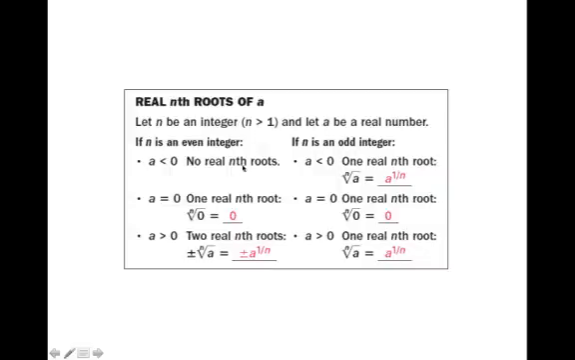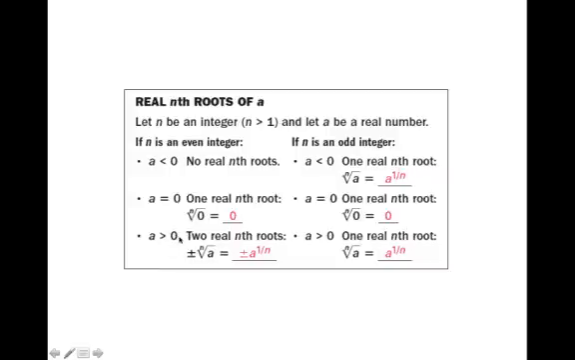If a is less than 0, if you're trying to take an even root of a negative number, you're not going to have any real nth roots. Just like the square root of a negative number is imaginary, same thing with fourth roots and sixth roots, and so on. If a equals 0, then the nth root of 0 is 0. So square root of 0 is 0, fourth root of 0 is 0, and so on.